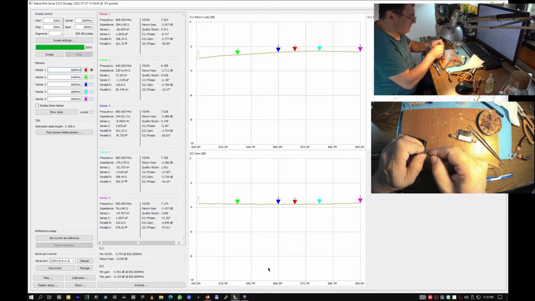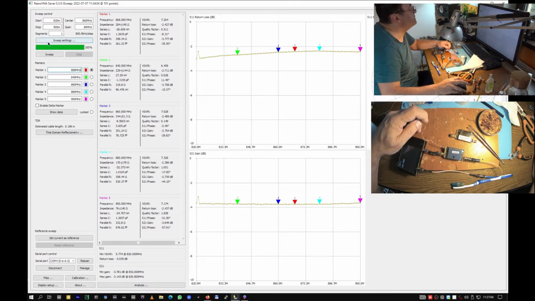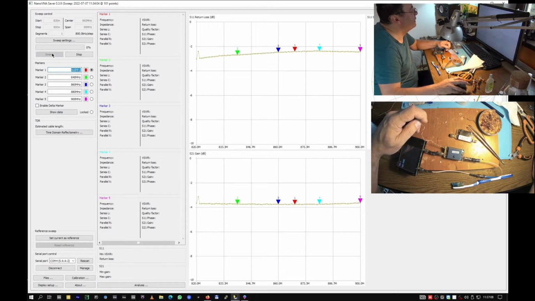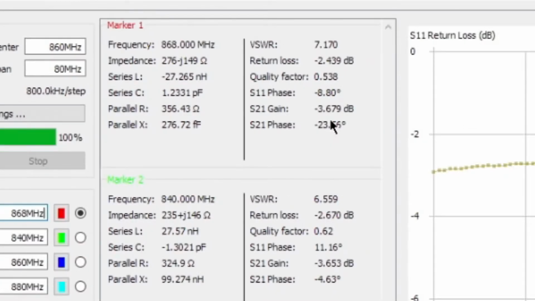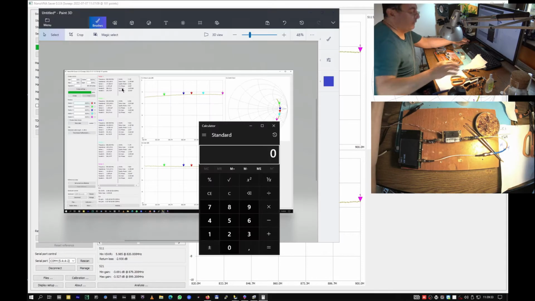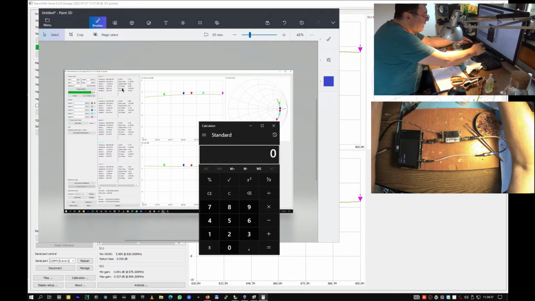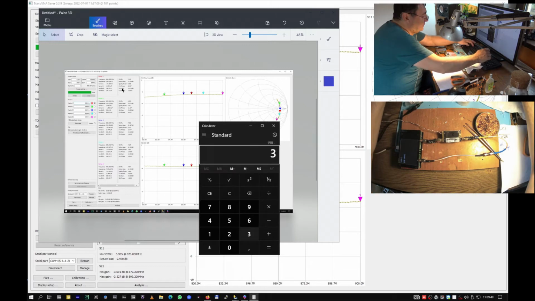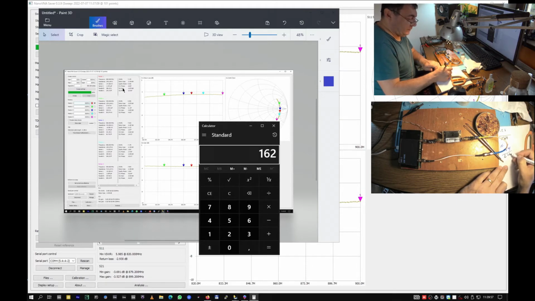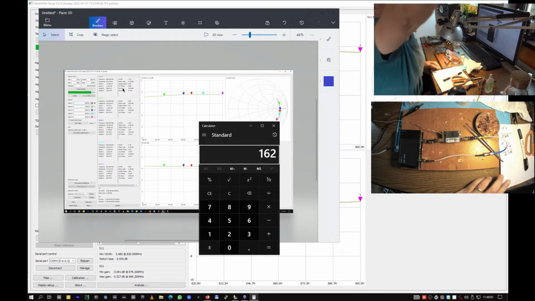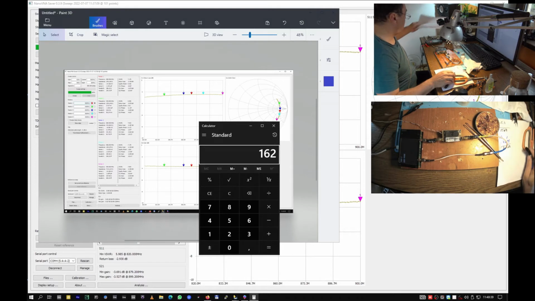NanoVNA Saver, of course. Power on. And let's switch from 820 megahertz to 900. And we should take a look at 868, and we have minus 3.679. Amplifier number one, minus 3.679. Okay, let's print this out. In the meantime, let's do some numbers here. So we have the attenuator, it's 19.8. Okay, minus 36. That gives an amplification of 16.2 dB for number one. This is really, really great. Okay, that's for number one.